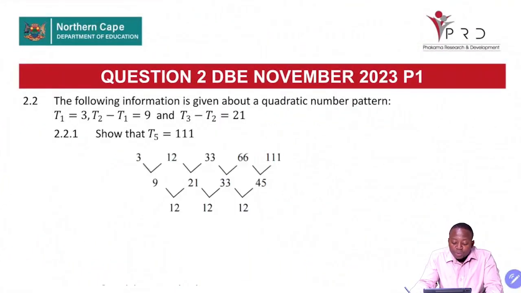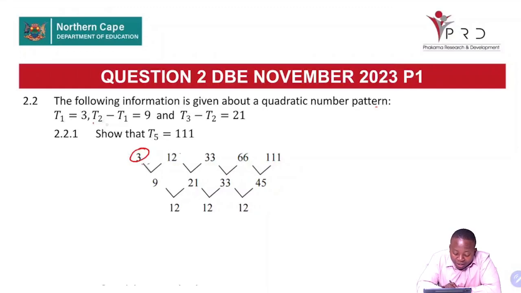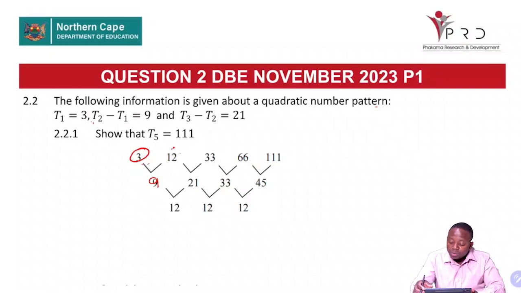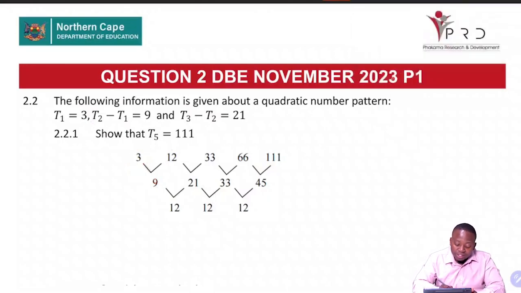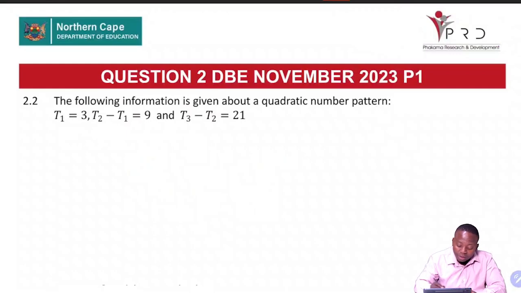Now, let us look at 2.2. In 2.2, we are told that the following is given about a quadratic number pattern. T1 is 3, so the first term is 3. T2 minus T1, the first difference we have in there, where T2, the term number 2, is 9. So we substitute 9 there. I'm just going to read through everything so that we can see how to work with the whole information. So in this case, we're told that T1 is 3.